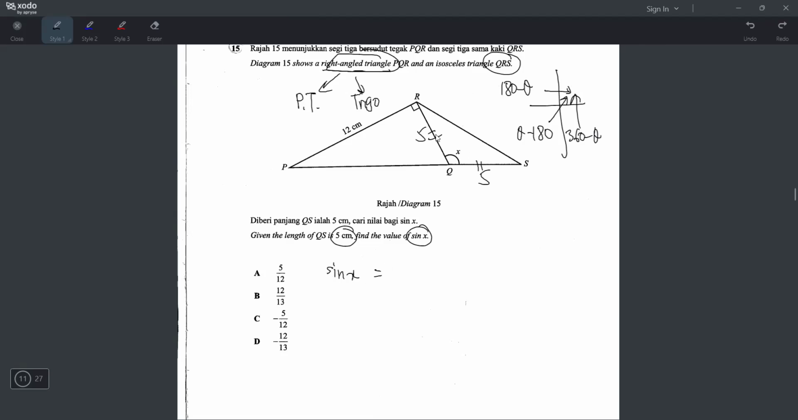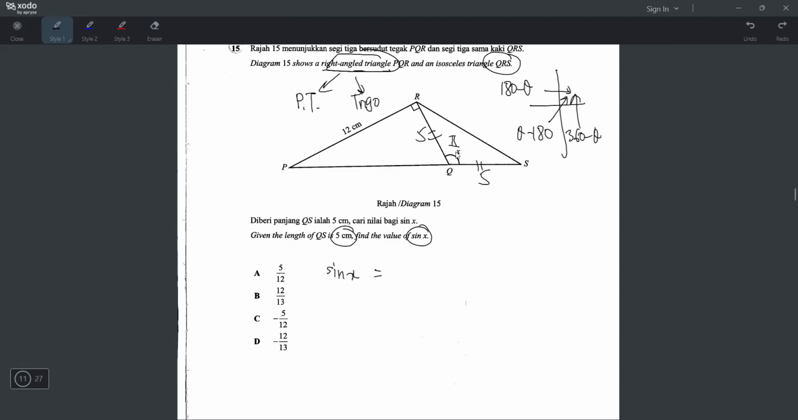So tell me now, X is in which quadrant? The question never tells you, but you need to know it's quadrant 2. You don't need the question to tell you. You use your eyes, you can see it already. Because 90 degrees is like this, right? But this one is more than 90 already. So it's quadrant 2 because it's between 90 and 180 degrees.